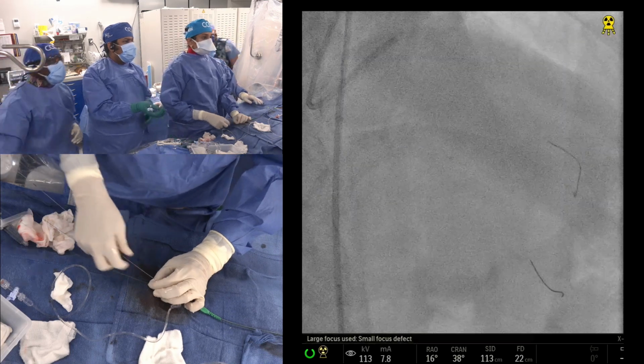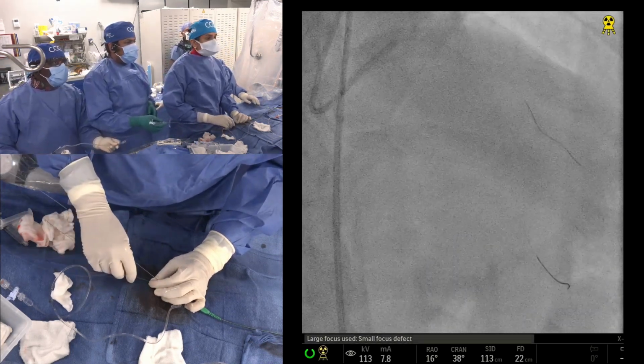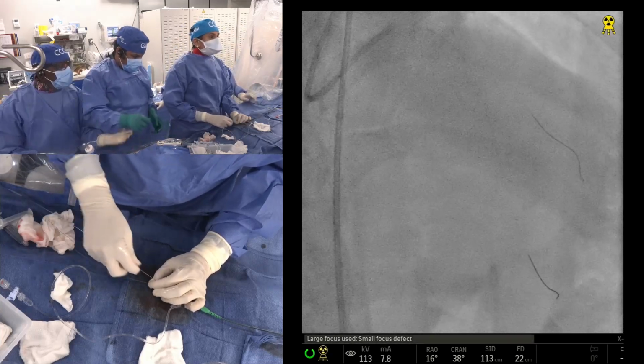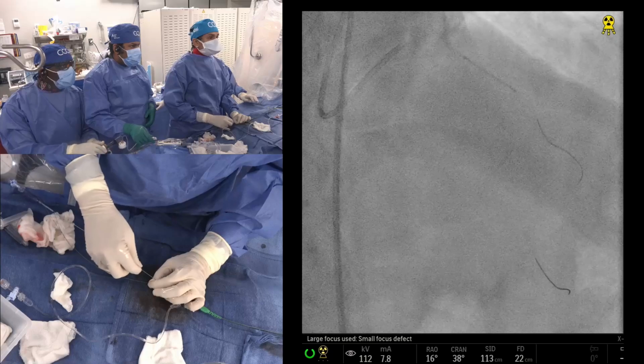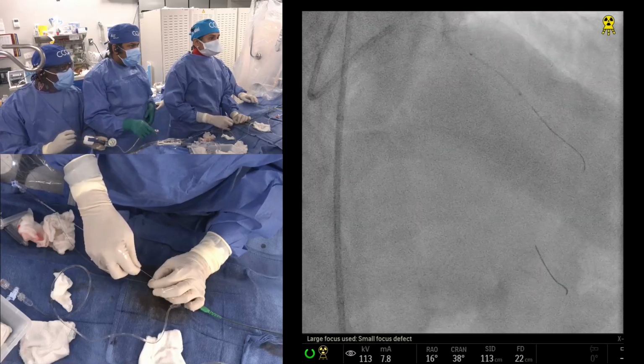Let's see. This will be the example today. Although the Xience has a slightly higher profile than the Synergy, the struts are a little thicker, 82 versus 60. It's not the stent, it is the balloon delivery system. Good. Let's go to the other one now.